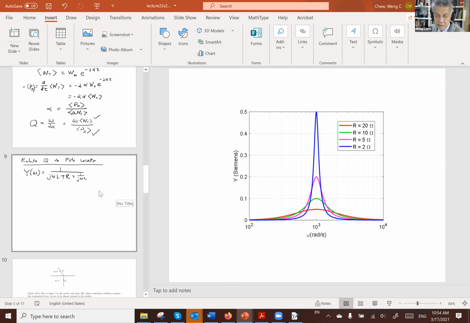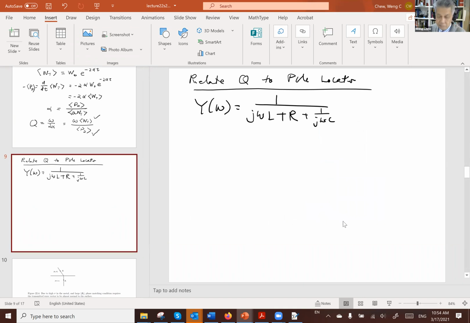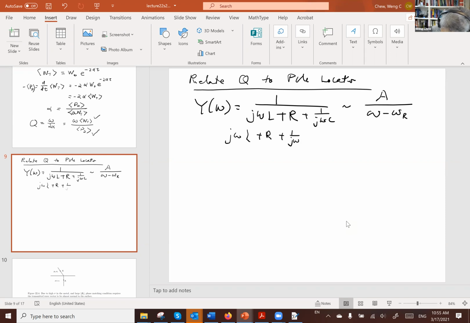You can understand this using a pole analysis, a pole-zero analysis, which says that if I were to do a Taylor series expansion of this function about this resonant frequency, then this function can be approximated by something like this, where the resonant frequency is given to be the case when j omega L plus R plus 1 over j omega C equal to 0. When this is equal to 0, then it corresponds to the resonant frequency of the LC tank circuit.